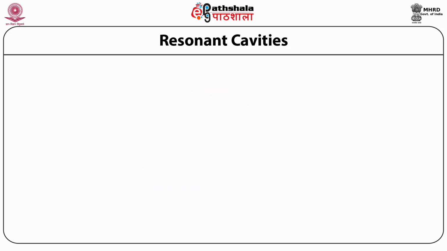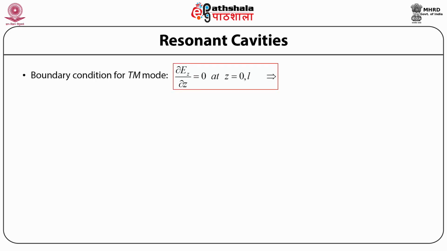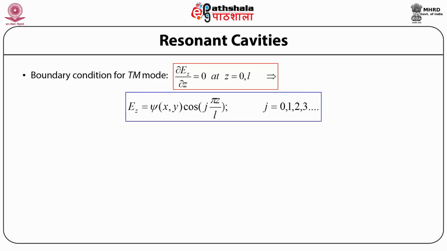Resonant cavities. Similarly, if we want to write down the boundary conditions for the transverse magnetic mode, then we can write down that the derivative of the z component of the electric field with respect to z coordinate is equal to 0 at the boundary, that is at z = 0 and z = L. And from this, the z component of the electric field can be written as psi as a function of x, y times cos of jπz/L, where j is an integer taking values 0, 1, 2, 3 and so on.